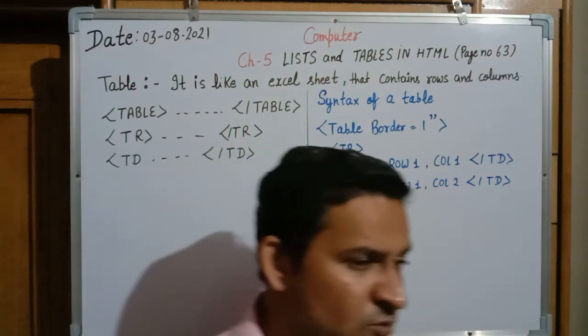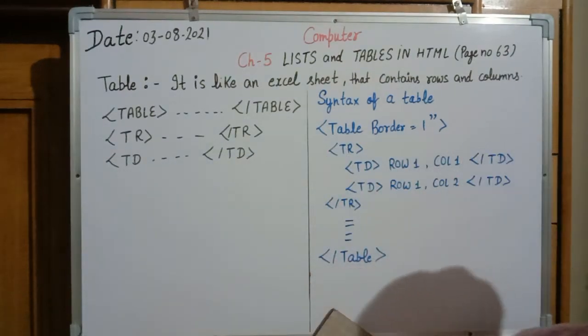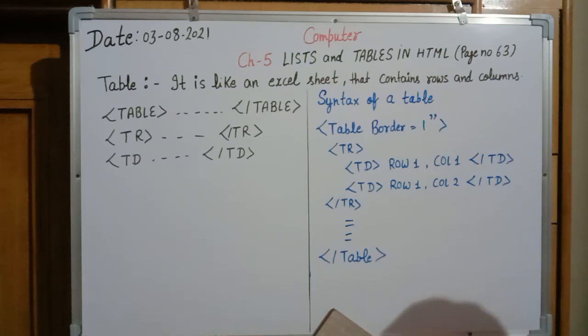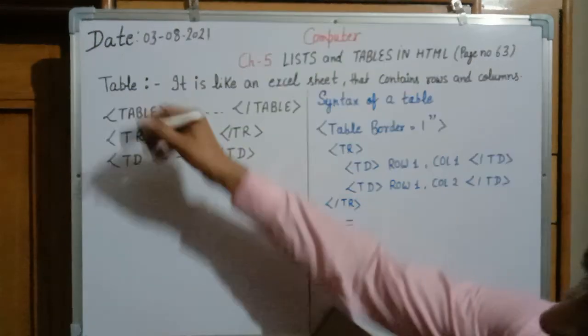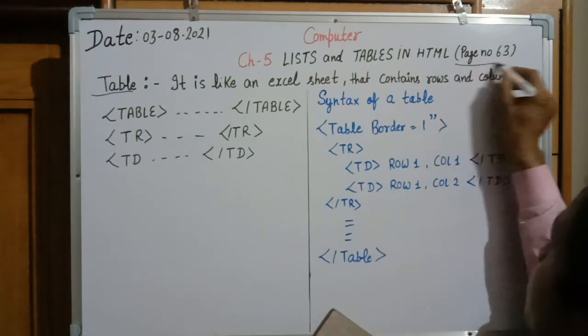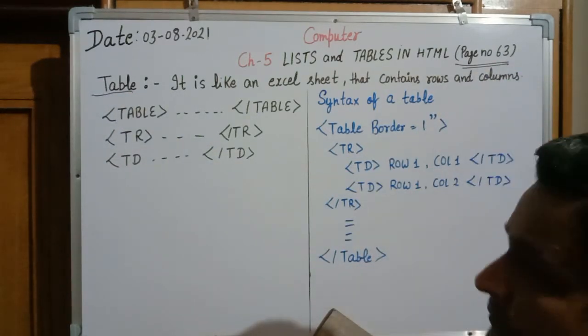So, we are going to continue chapter 5 with the next topic. Till now, we have covered up to the list part. Today, we are continuing with the topic table. That is on page number 63 as per your book.